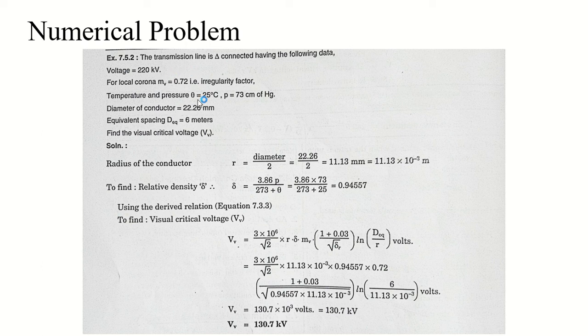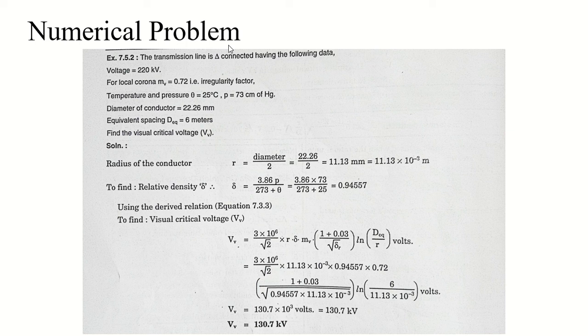So you have been given the diameter and not the radius. So radius will be diameter divided by 2. Diameter is given as 22.26 millimeters. So radius will be 22.26 divided by 2, which is equal to 11.13 millimeters. Now you might need to convert this millimeters into meters for simplicity, and then you will need to find the value of relative density as well. What will be the value of relative density here? It will be equal to 3.86 p divided by 273 plus theta. This formula is also given in the theory when we discussed the visual critical voltage. You know the value of temperature and the value of pressure, so you can find the value of relative density as well.